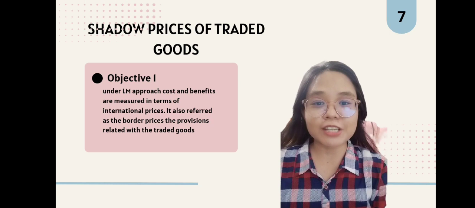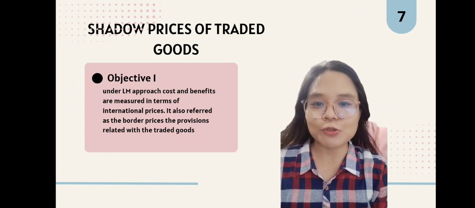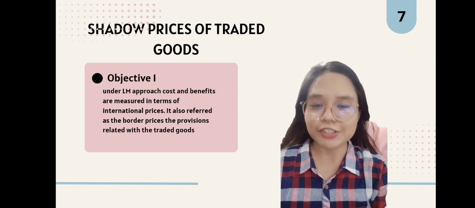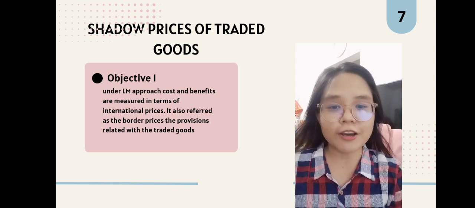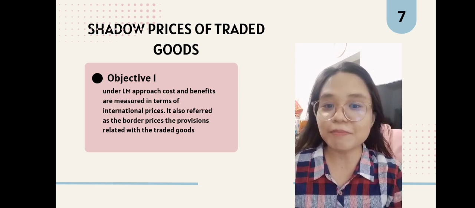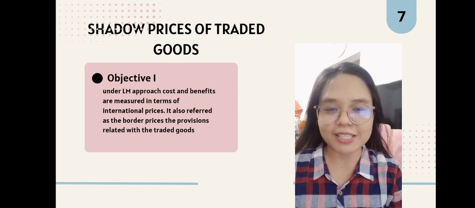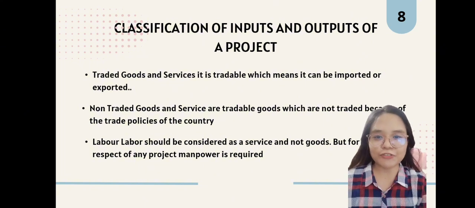In order to calculate the costs and benefits of the project, market values of inputs and outputs are used. But these market values may not reflect their true value. That is why shadow prices are used. Under Little-Mirrlees approach, costs and benefits of traded goods are measured in terms of international prices, also referred to as border prices. There are three classifications of inputs and outputs of our project: traded goods and services, non-traded goods and services, and lastly, labor.